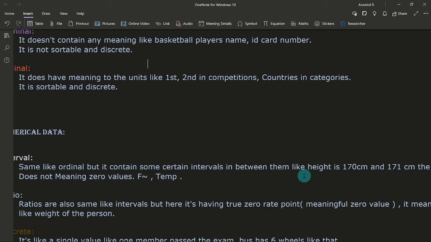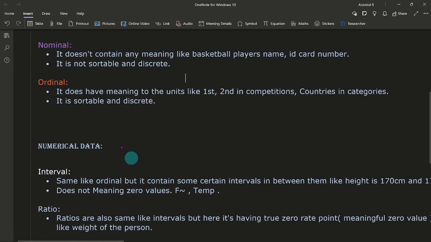So the gap in between is 175. Okay, my another friend's age is 180. So the interval gap is 5. So for this, we will go for what is called the interval data type.